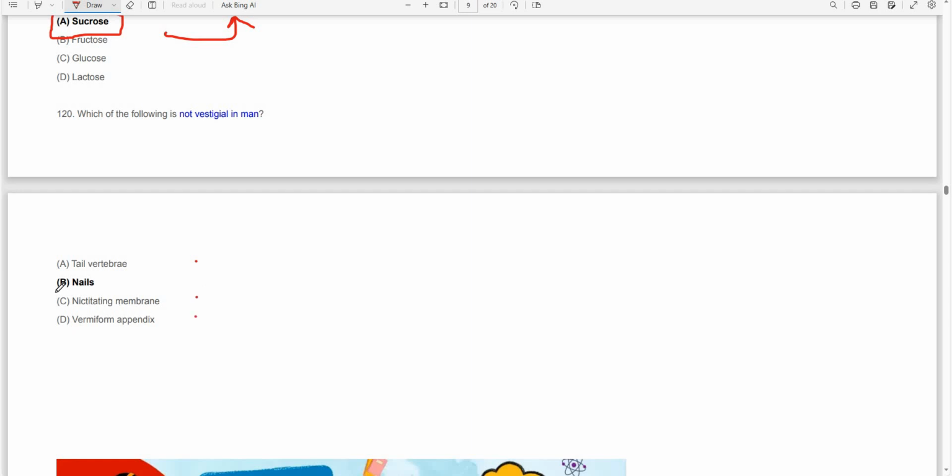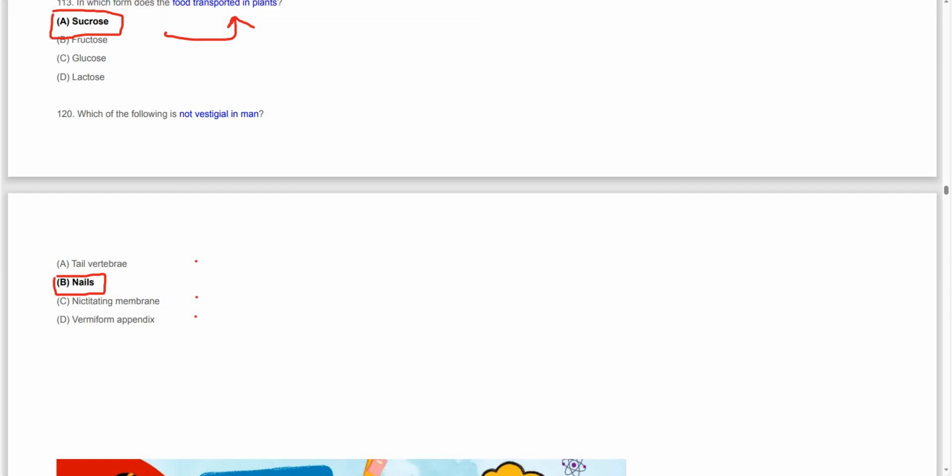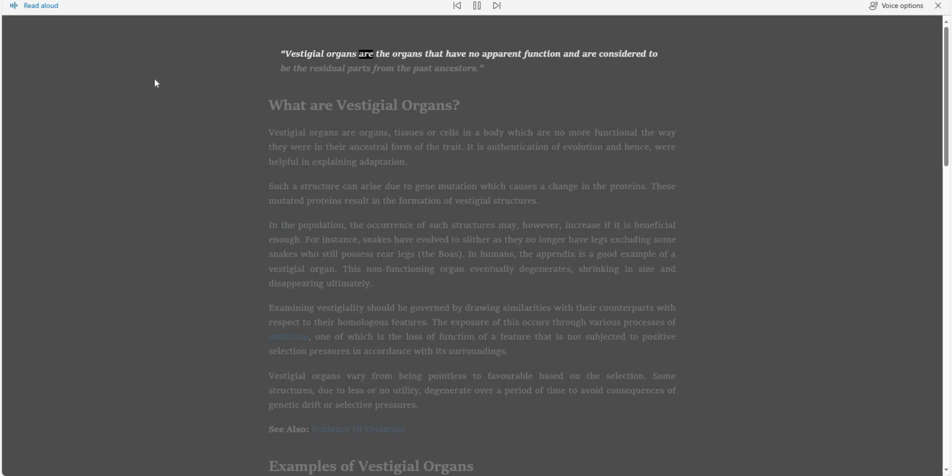That is to say, these organs are no longer in use. But nail is not a vestigial organ. Nail is still useful. So what is a vestigial organ? Let's understand what a vestigial organ is all about. Vestigial organs are organs that have no apparent function and are considered to be residual parts from past ancestors.